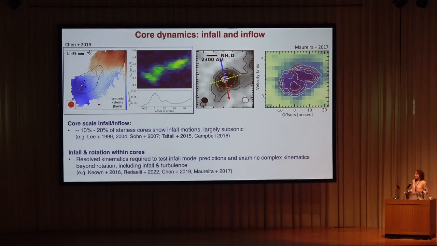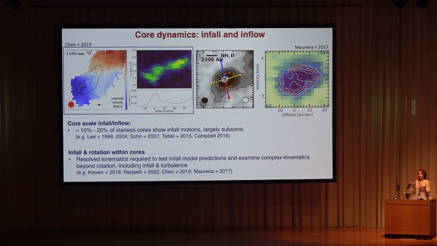Moving on to core dynamics, like I said, we now have a lot of observations that allow us to probe the internal dynamics of cores, from single dish to interferometer observations. If we look on the core scales and look at whether our cores are collapsing, 10 to 20% of starless cores show infall motions. And again, here the starless cores are starless and prestellar. They weren't making a distinction. And the infall motions are largely subsonic.